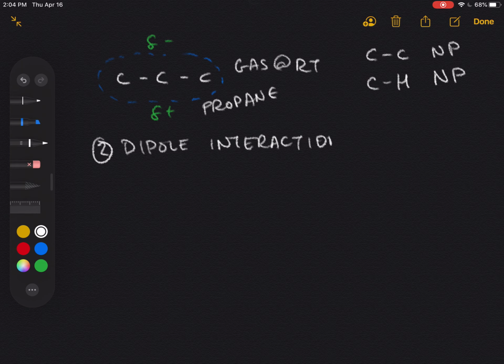Okay. One thing we need to think about is: is this molecule polar or not? Is there a dipole or not? That's an important piece of information here. So let's look at a couple examples to figure out where they would fit.